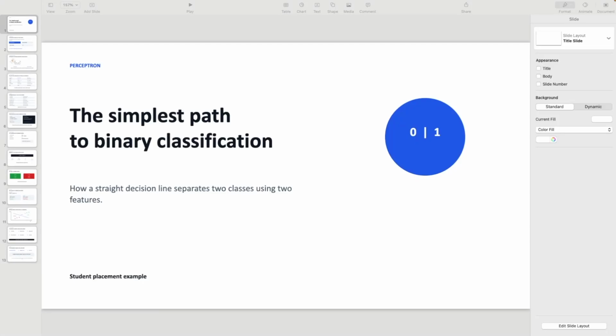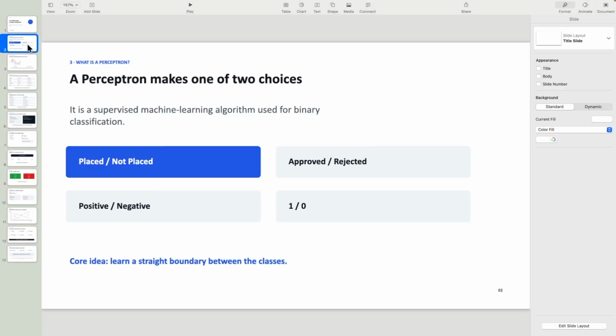What is a perceptron? A perceptron is one of the simplest supervised machine learning algorithms. It's mainly used for classification problems where the output belongs to one of two classes. For example, placed or not placed, approve or reject, yes or no, positive or negative, 1 or 0, just like binary.